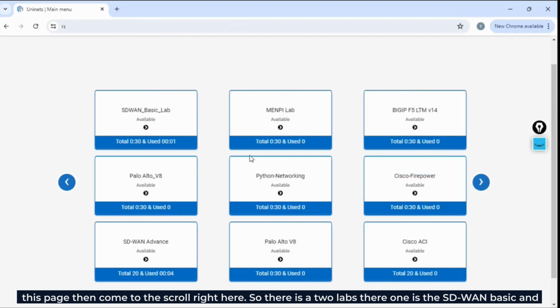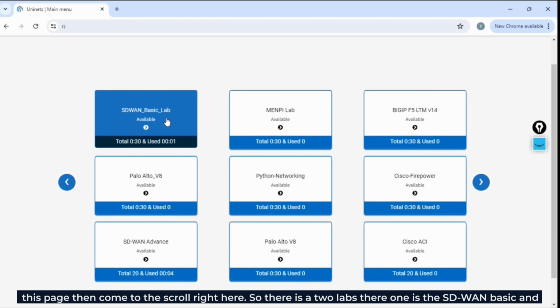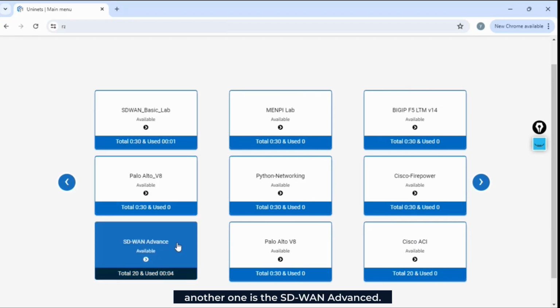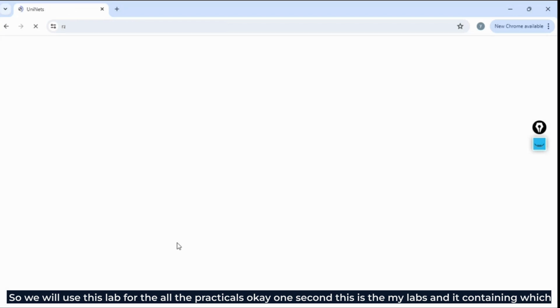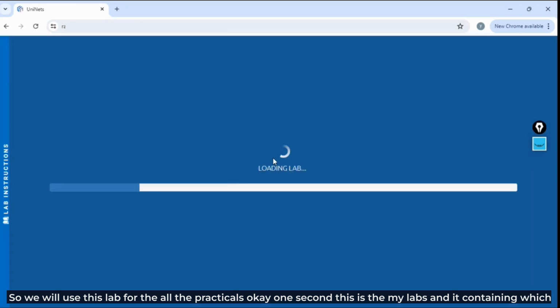There are two labs out there: one is SD-WAN basic and another one is SD-WAN advanced. We will use this lab for all the practicals.